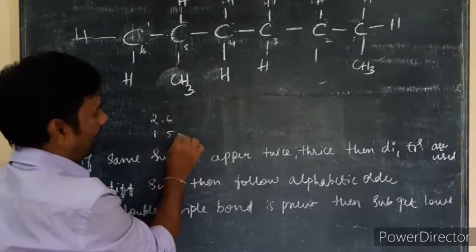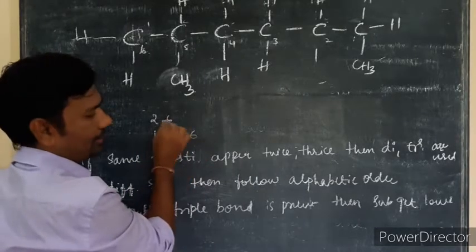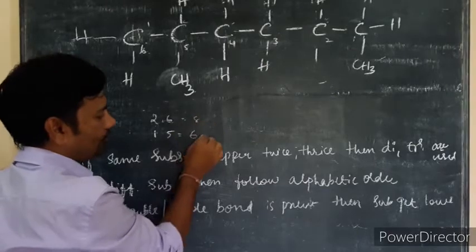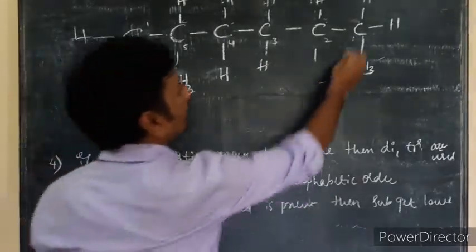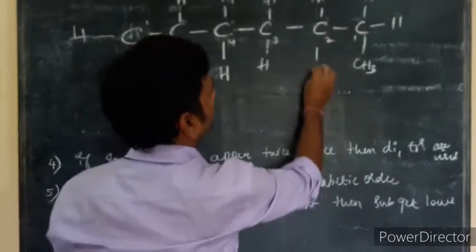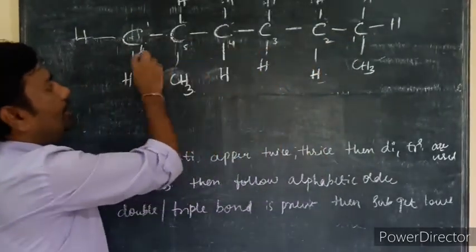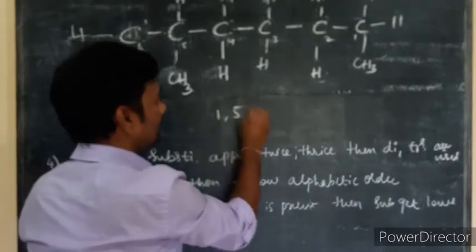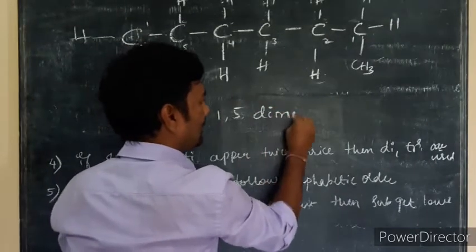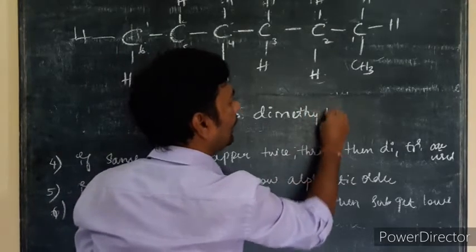With the addition you will get 6, and with the other addition you will get 8. So which is the lowest sum? That is the lowest sum rule. So we need to name it like this only: 1, 2, this is H, 3, 4, 5 and 6. So 1,5-dimethylhexane.